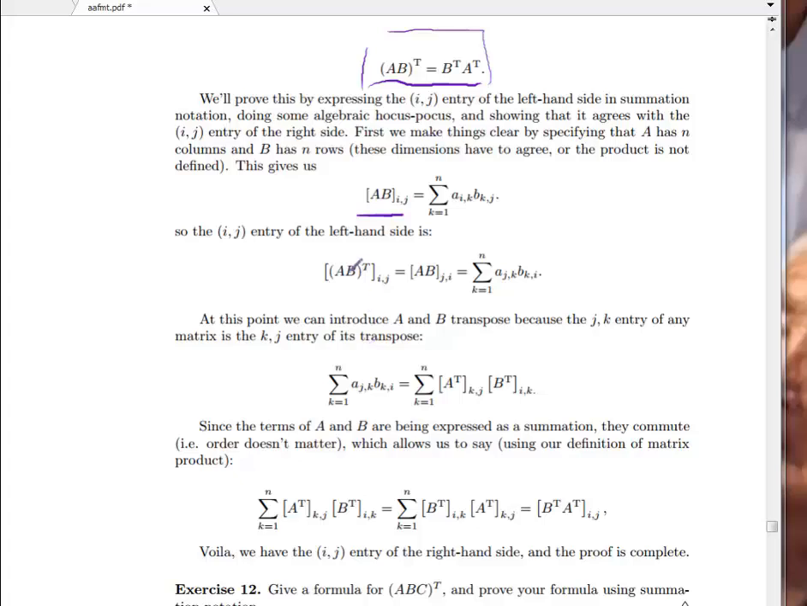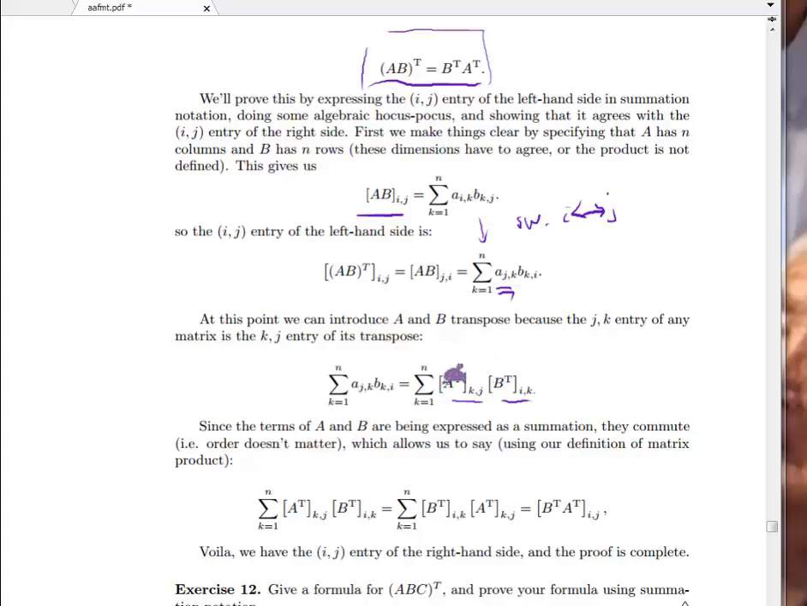Now, if we take the transpose of that matrix, we're going to switch the i and the j. That's all we're going to do. The only difference between this one and this one was we switched the i and the j. Okay. Now, what about a_jk? a_jk is the kj entry of A transpose. What about b_ki? b_ki is the ik entry of B transpose.